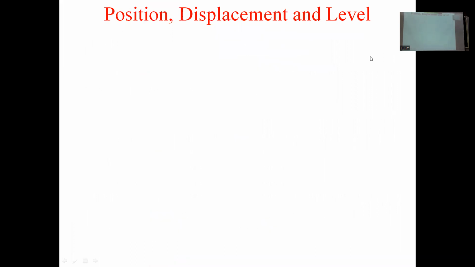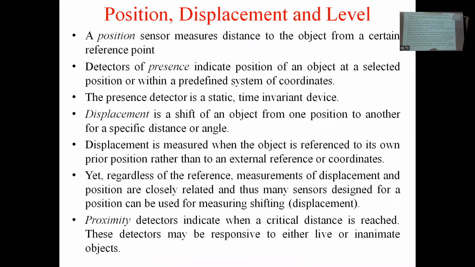There is only one difference between position and displacement type of sensor, and that is the reference point. So for a displacement type of sensor, what will be the reference point? Its previous position, right? And the reference point of a position type of sensor will be fixed. Right, it is nothing but a fixed point.